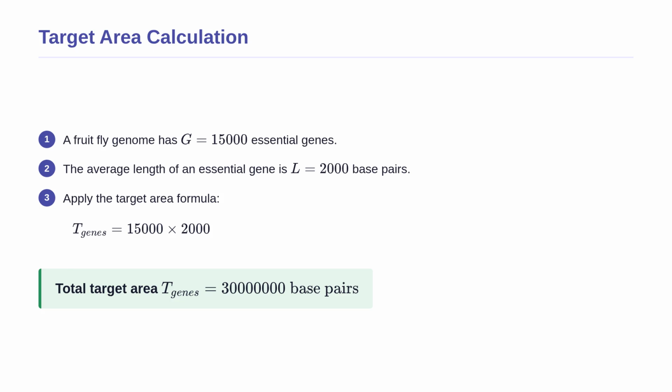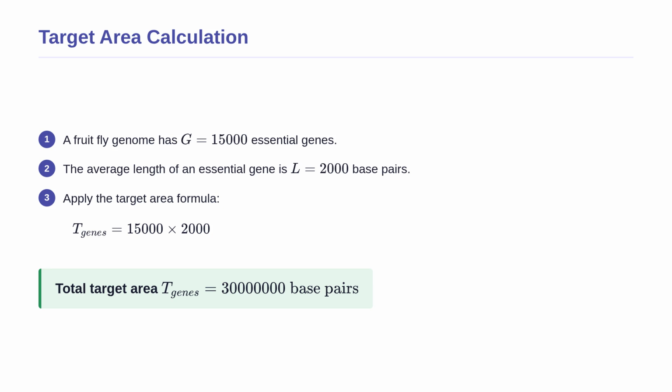Let us apply this target area formula to a concrete biological example. Imagine a fruit fly genome that contains exactly 15,000 essential genes. We are given that the average length of an essential gene in this fly is 2,000 base pairs. We want to find the total amount of DNA dedicated to these vital instructions.